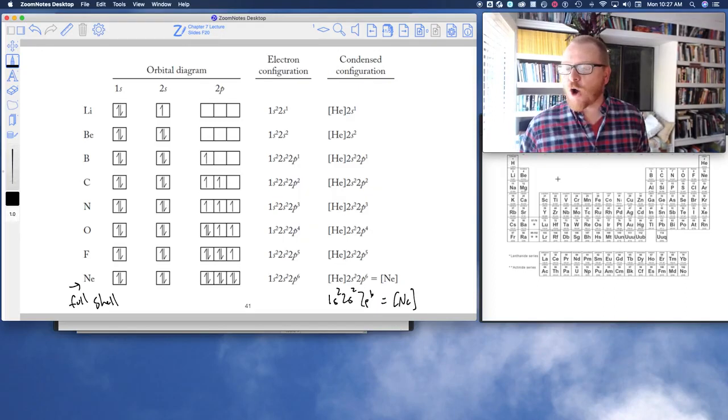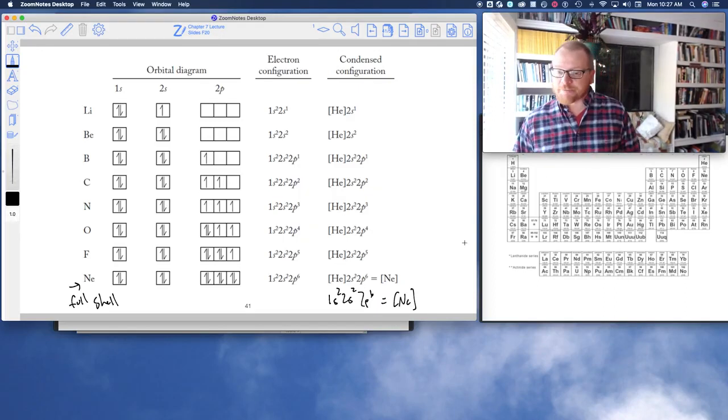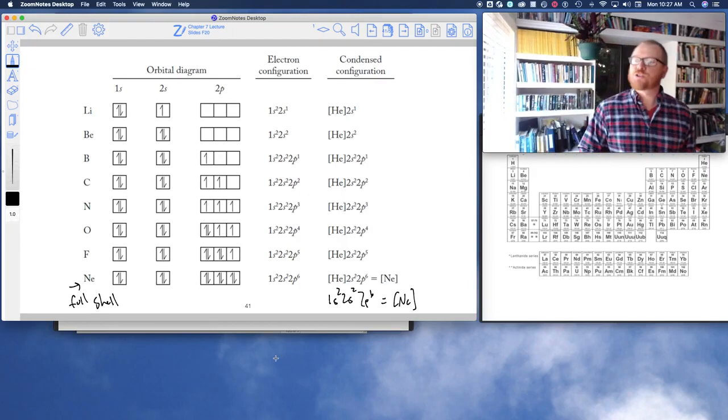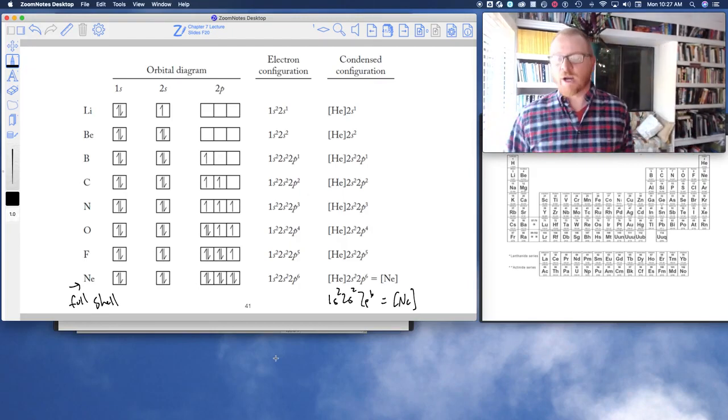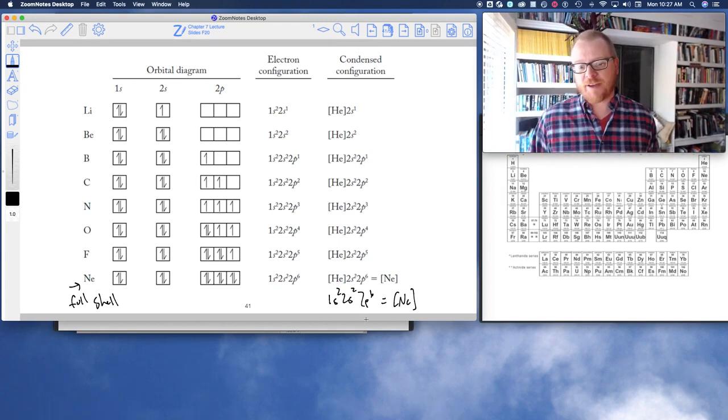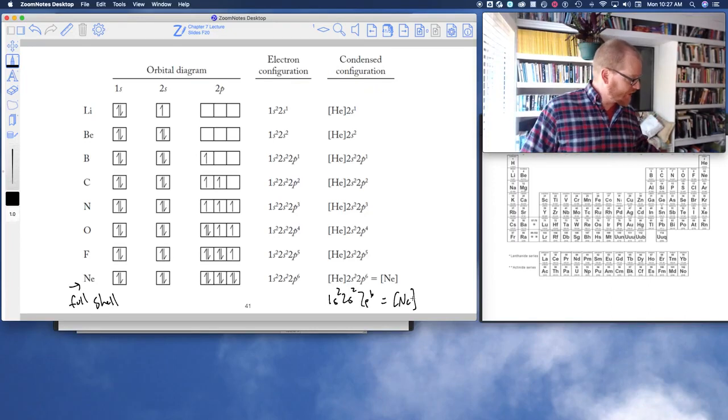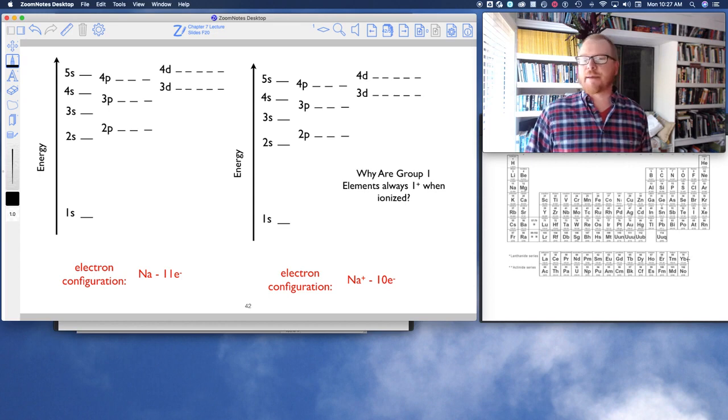Once I go past neon, I could keep writing 1s2, 2s2, 2p6 and then keep going, or I could just abbreviate 1s2, 2s2, 2p6 as neon. And that becomes much easier to write. Okay, so now let's keep moving forward.